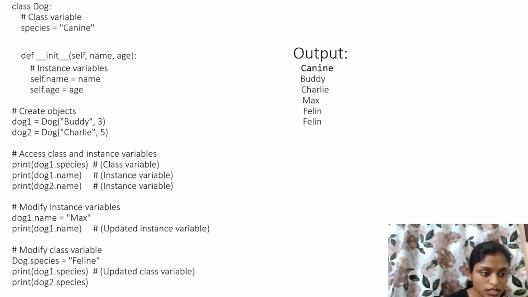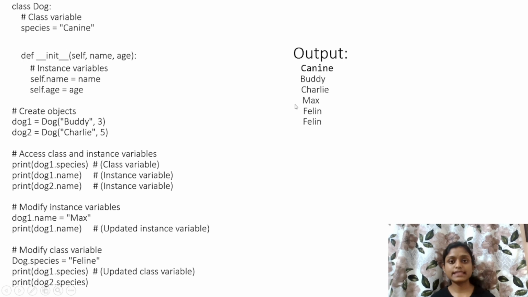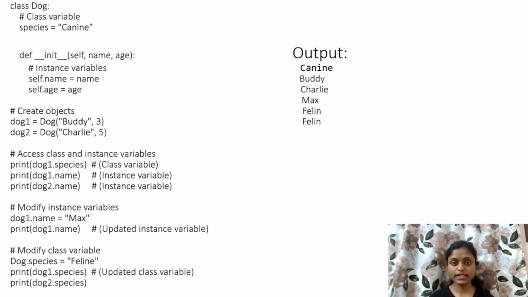Next, we can also modify the instance variables. Here I modified the name of object one to Max, and next I printed the name, and I also modified the class variable species to feline. And if you see here, we can update both instance variables and class variables. As you see here, we get the output like this. So I hope it is clear.